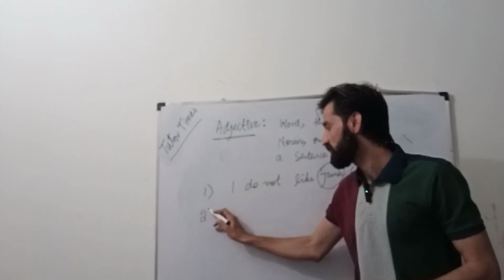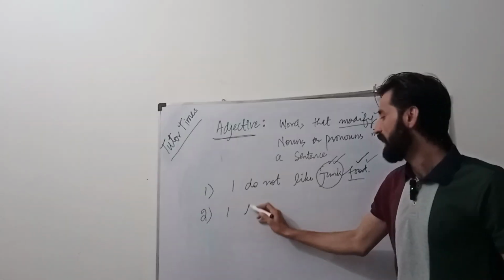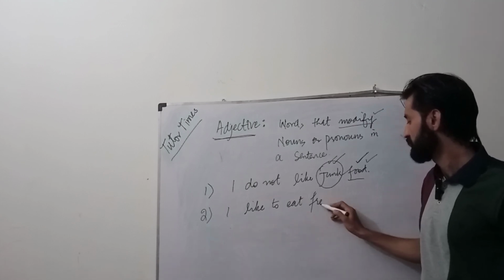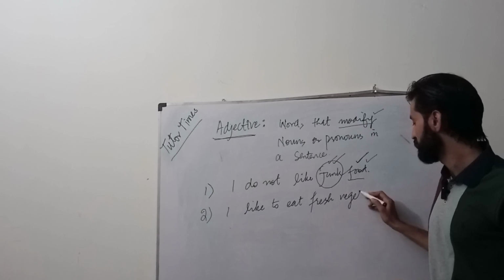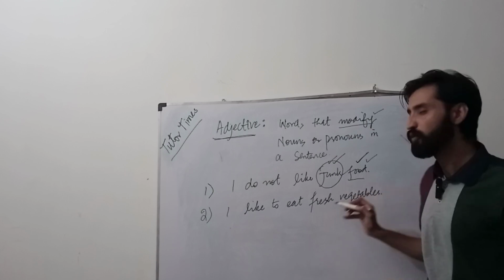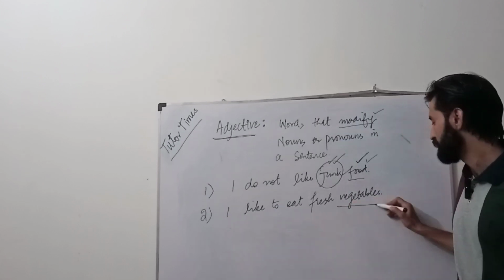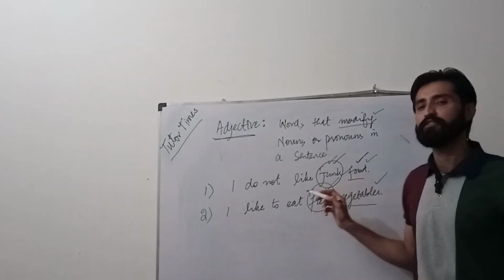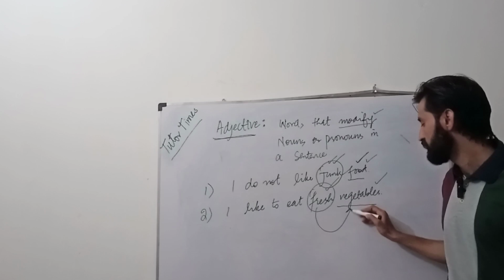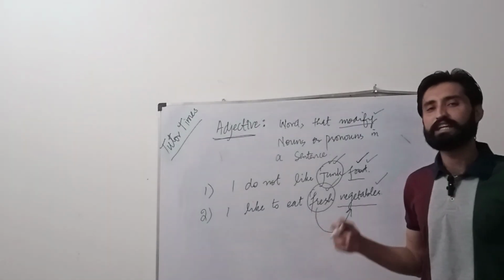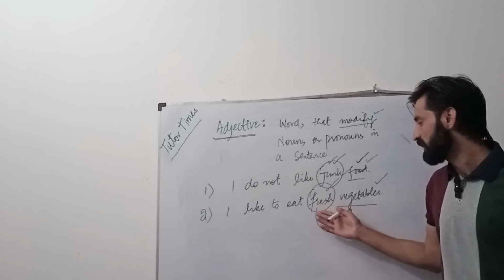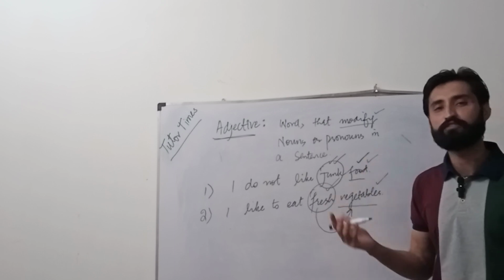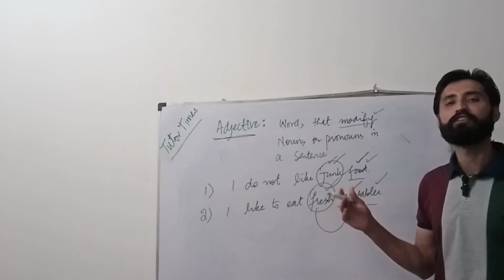So in another sentence, if I say that I like to eat fresh vegetables. So here you can also see that vegetables is the noun, and fresh usually describes it. Fresh is describing this vegetable in this sentence. It gives us extra information. So we can say that it is modifying vegetables. It is categorizing it. It is giving us more information about which type of vegetables, fresh vegetables.